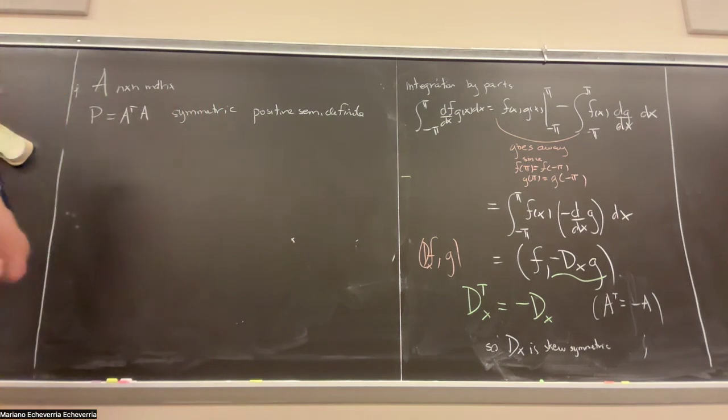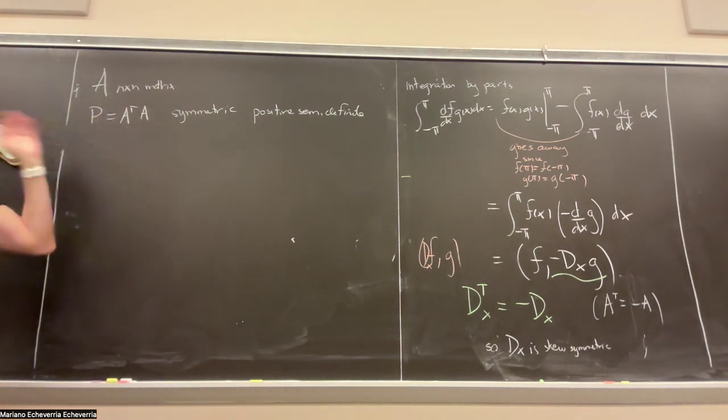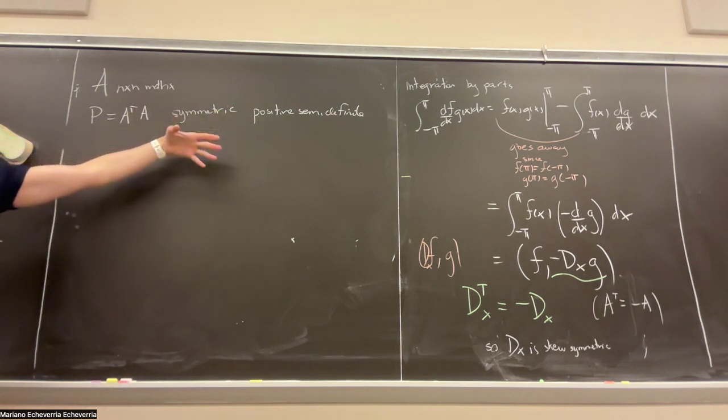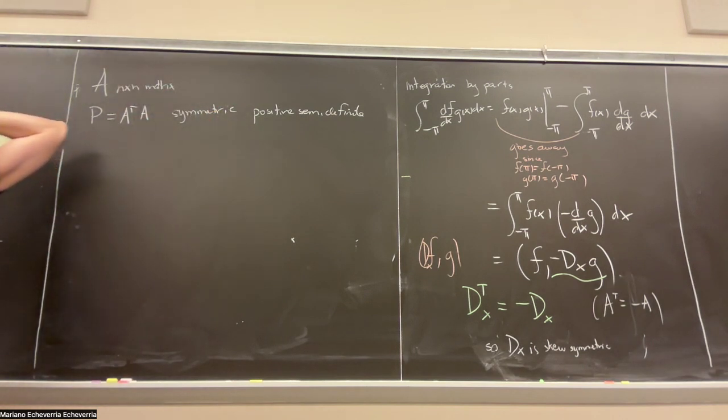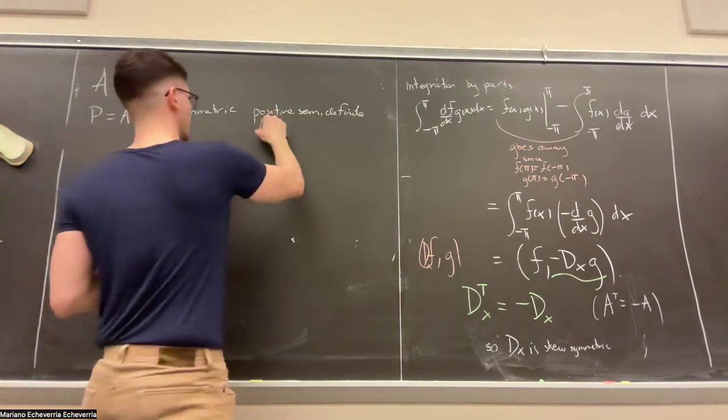Symmetric means, in particular because of the spectral theorem, that all the eigenvalues will be real. And in the case of positive semi-definite, one of the consequences is that all the eigenvalues are non-negative. So it has non-negative eigenvalues.